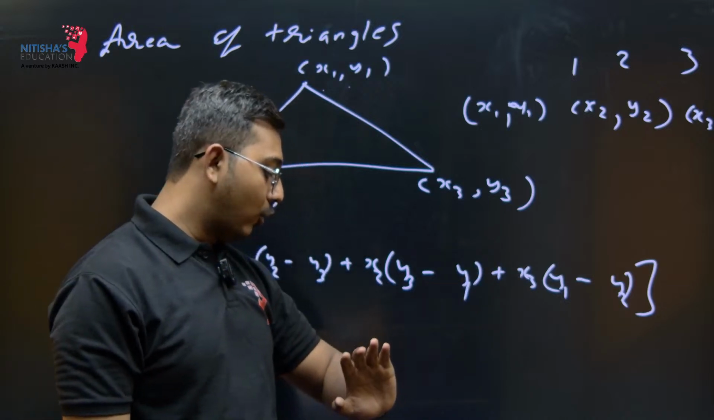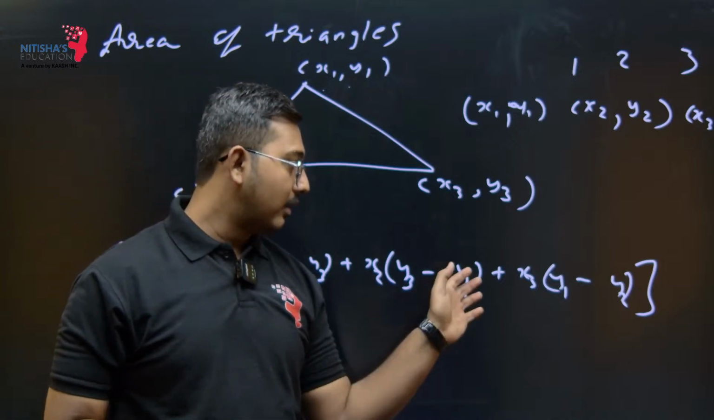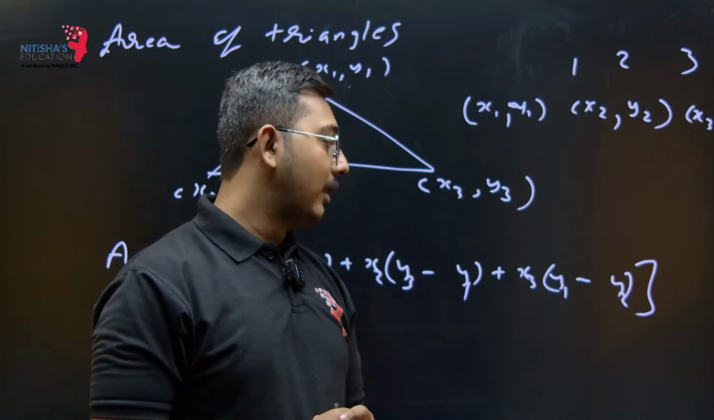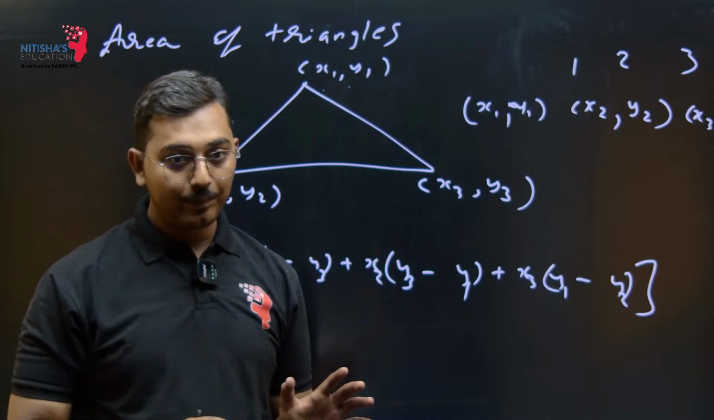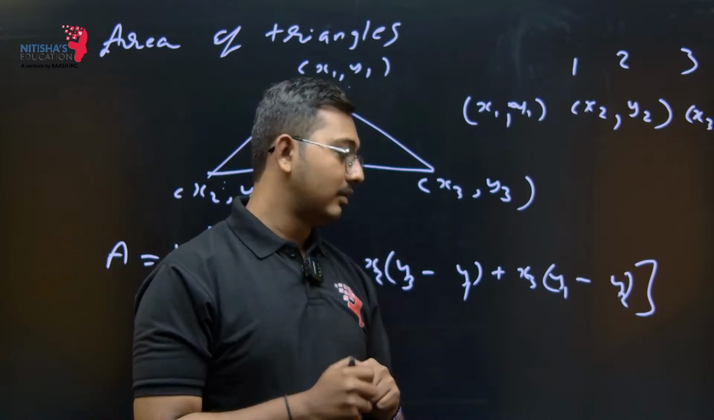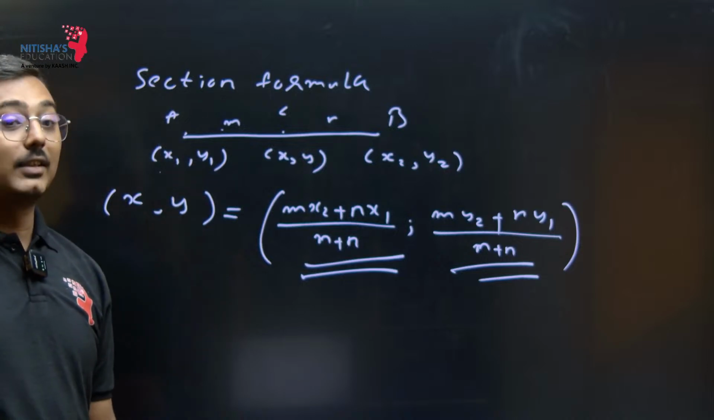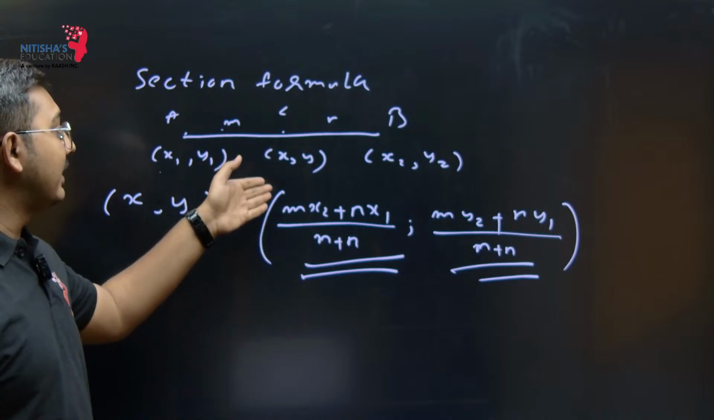I hope it is clear to you how the area of a triangle can be found with the help of coordinates. Now we have learned all the theories possible in this chapter. Oh, one thing is remaining: section formula. In section formula, I have not discussed the midpoint, where C is exactly the midpoint.